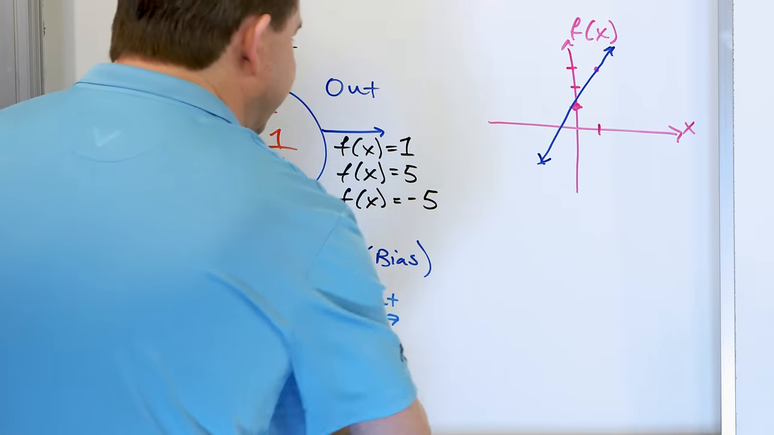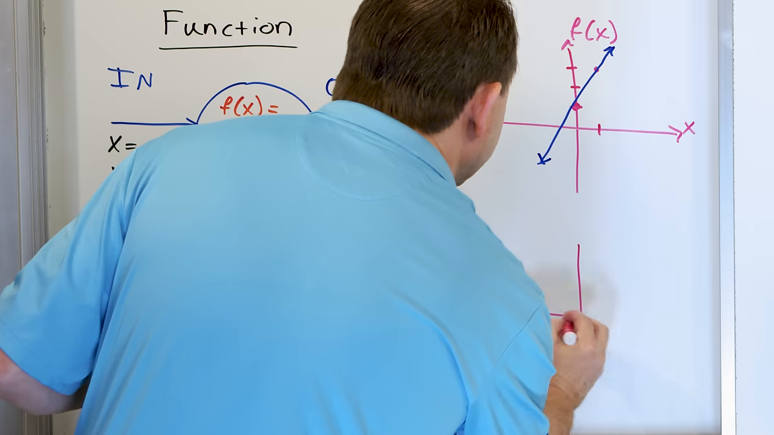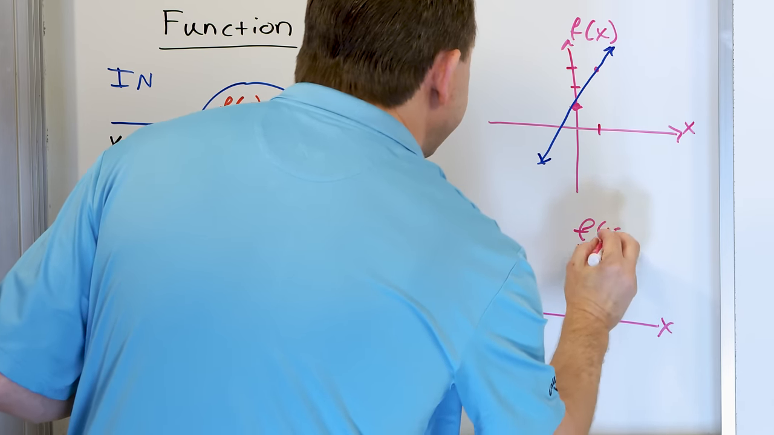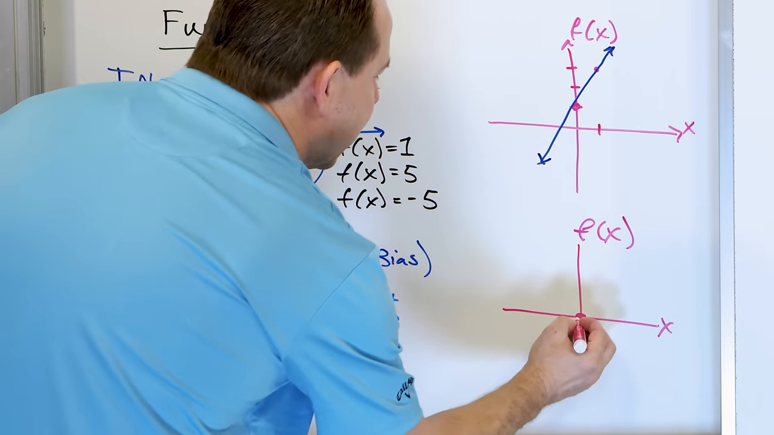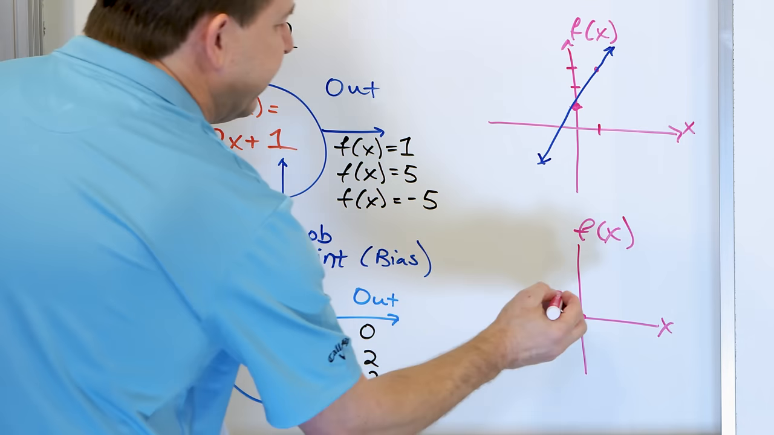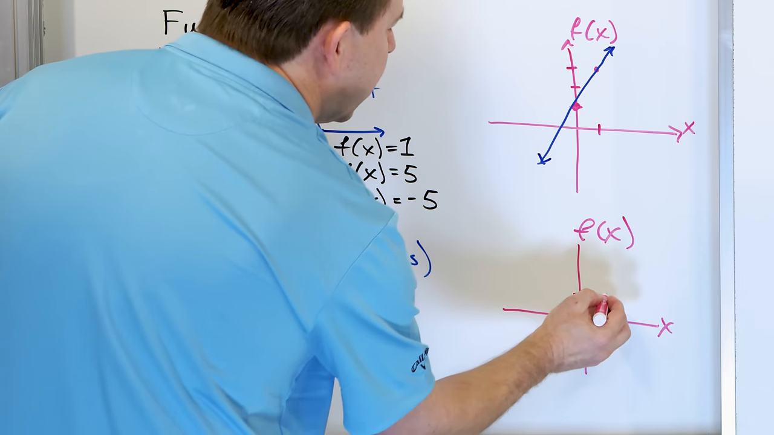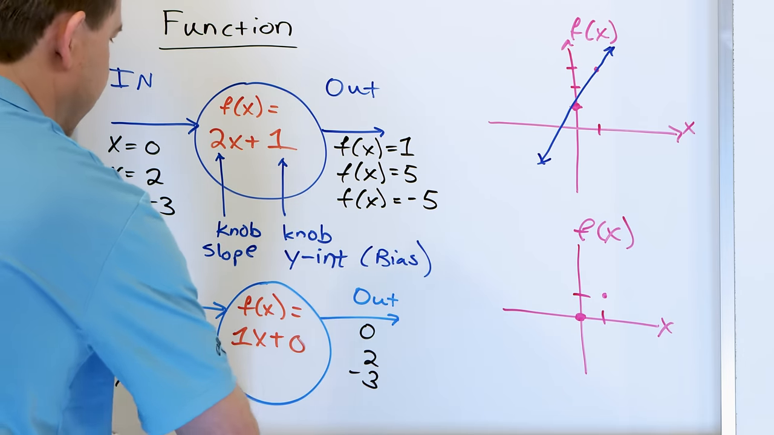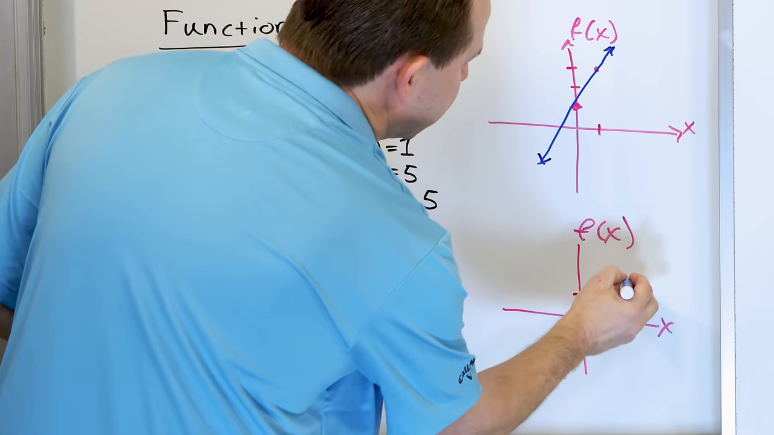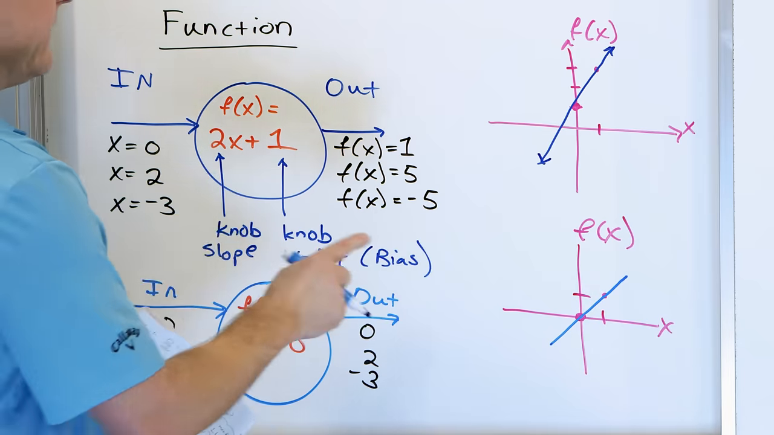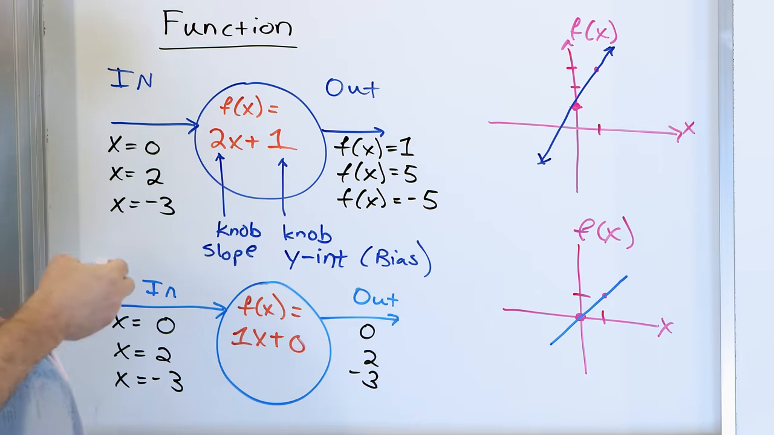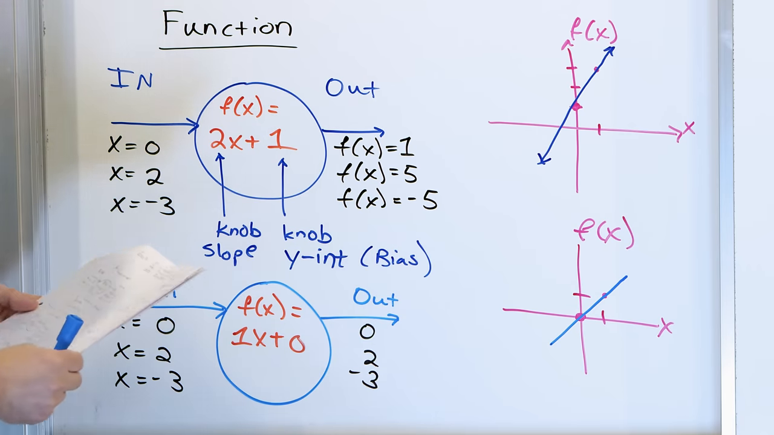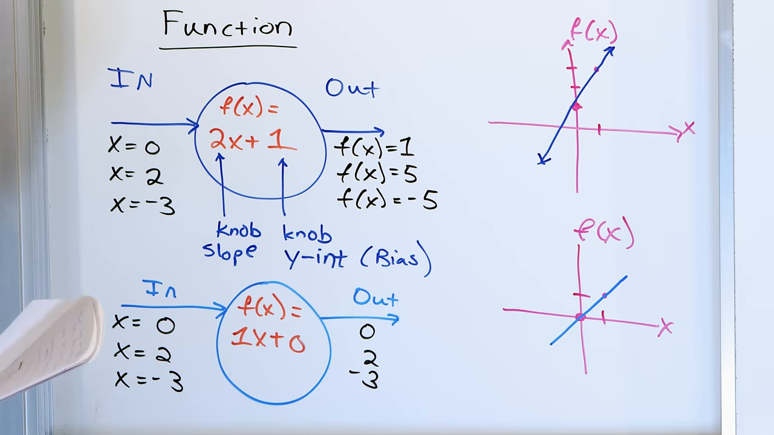Just for giggles, what does this function look like over here if we were to graph it? We have x, we have f of x. The y-intercept is 0 in this case, so that means it crosses right here. The slope is 1, which means rise over run is 1 over 1. And so this slope, this line, would look like this. So it crosses the axis in a different place, and the steepness of it is a little different than it was before.